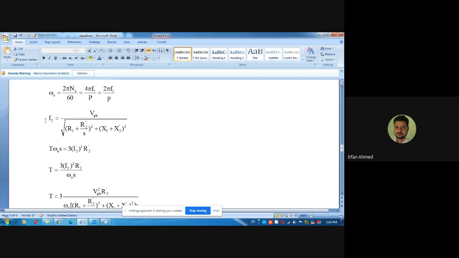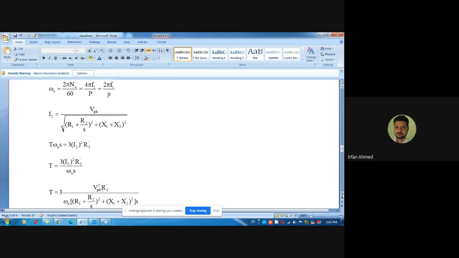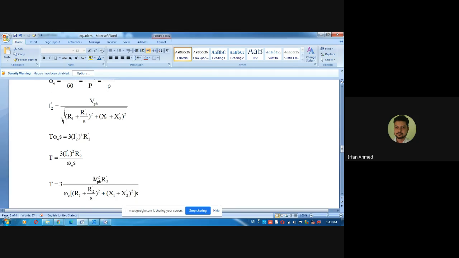Now we can substitute I2 dash from here to here. So I2 dash squared will be equal to VPH squared divided by this, the under root will cancel. If we substitute that here, you get torque is equal to 3 VPH squared R2 dash divided by omega 0 bracket R1 plus R2 dash by S whole squared plus X1 plus X2 dash whole squared, multiplied by S.